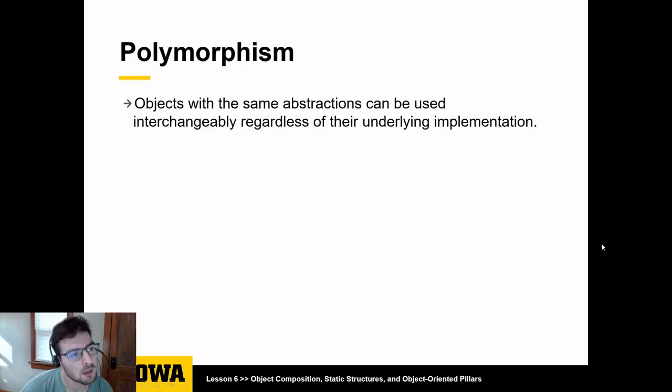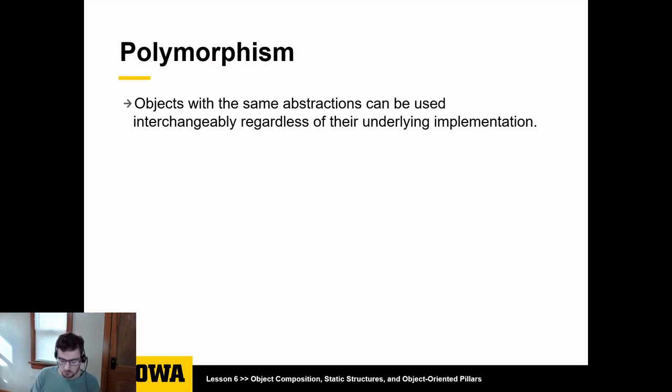Last pillar here, polymorphism. So we covered them in these pillars in this order because to understand polymorphism, we had to understand these other pillars as well. But the general idea of polymorphism is that objects that have the same abstractions can be used interchangeably regardless of their underlying implementation. So that's the key idea of polymorphism.